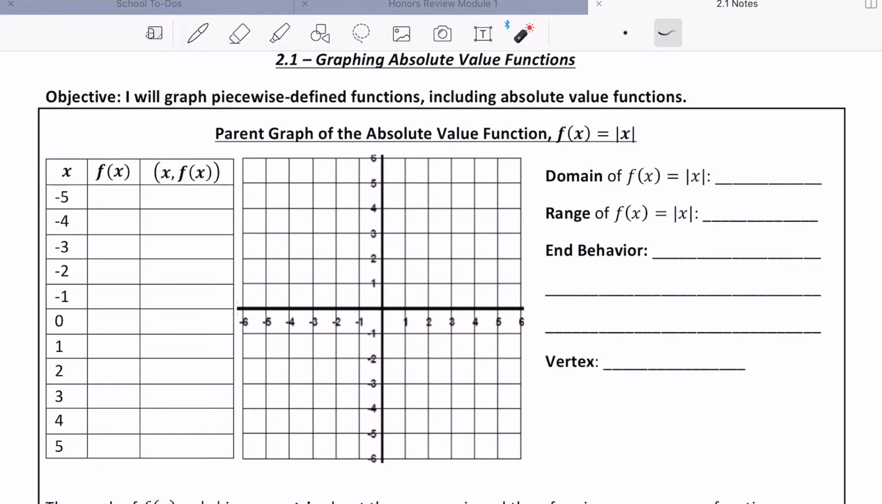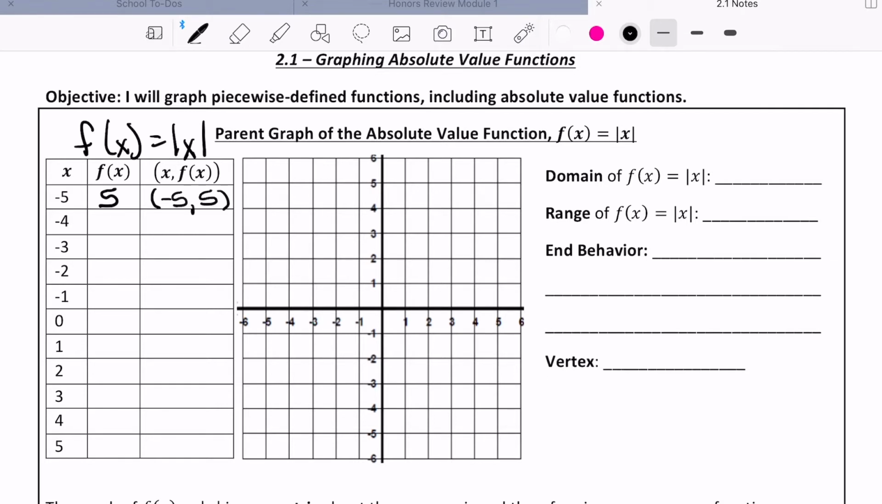Okay, now to determine what our function looks like, you can see we have a table over on the left side. We're going to fill that table out and then graph those points and see what our parent function looks like. So first of all, x equals -5. Substitute that into our function. Remember, our function is f of x equals absolute value of x. So if I substitute -5, absolute value of -5 is +5. That means we have a point at -5, 5.